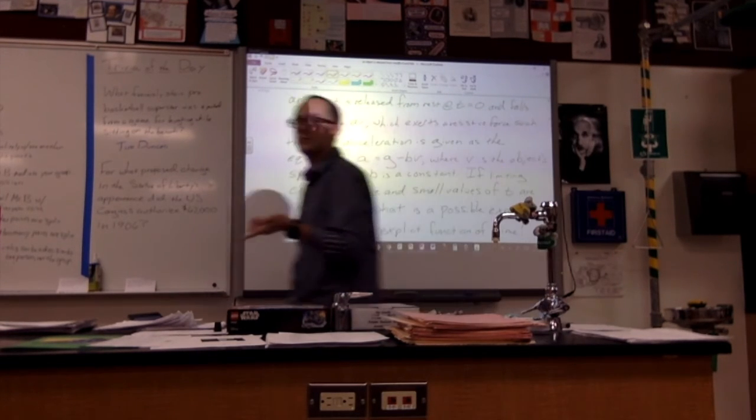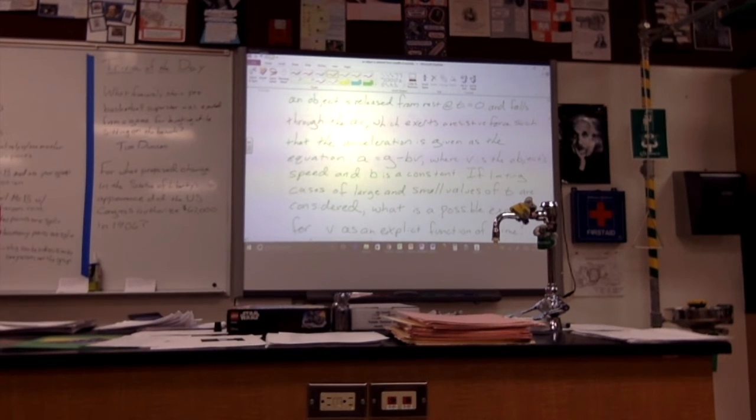But I can read it to you, and then you can compare it to how I read it up here. So an object is released from rest at time t equals 0 and falls through the air, which exerts a resistive force such that the acceleration a of the object is given by a equals g minus bv, where v is the object's speed and b is a constant. If limiting cases for large and small values of t are considered, which of the following is a possible expression for the speed of an object as an explicit function of time?